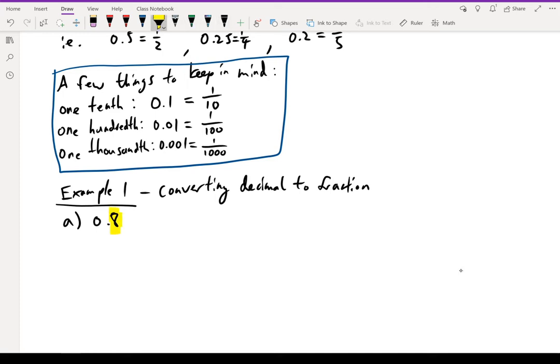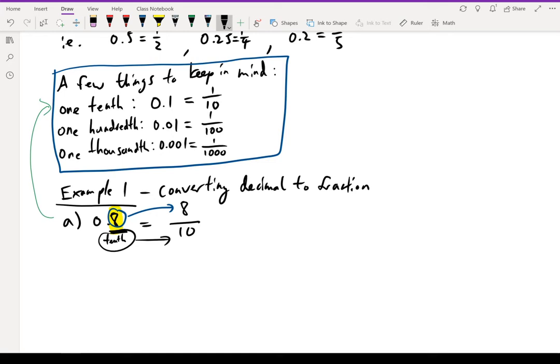Remember, this is our place value. And which place value is this? This is in fact the 10th place. But instead of 0.1, it is now 0.8. So depending on the number of values, this is only the 10th. We write the number after the decimal on the top, 8, and then the bottom, if it's 10th place, we write down over 10. So 0.8 will be 8 over 10 in a fraction.